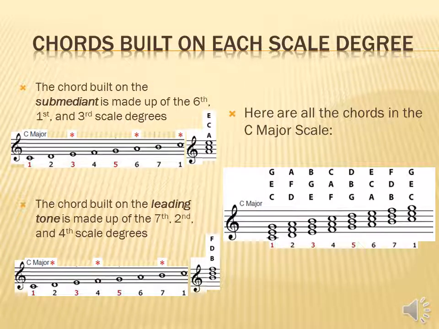The chord built on the submediant is made up of the sixth, first, and third scale degrees. So we have A, or the submediant, we have C, or the tonic, and we have E, or the mediant. The chord built on the leading tone is made up of the seventh, second, and fourth scale degrees. So we have B, or the leading tone, we have D, or the supertonic, and we have F, or the subdominant.